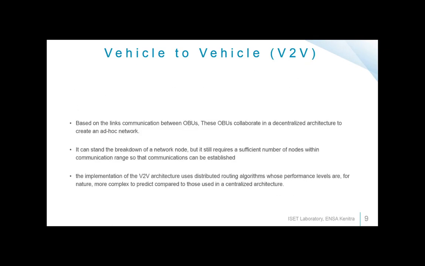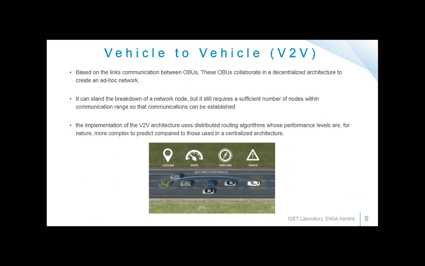Now, for vehicle to vehicle, or V2V, based on the communication links between OBUs, these OBUs collaborate in a decentralized architecture to create an ad hoc network. It can withstand the breakdown of a network node, but it still requires a sufficient number of nodes within communication range so that communication can be established. The implementation of the V2V architecture uses distributed routing algorithms whose performance levels are by nature more complex to predict compared to those used in a centralized architecture.